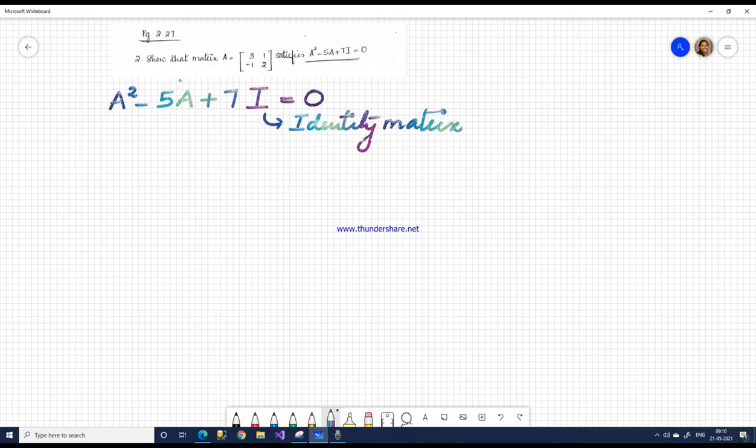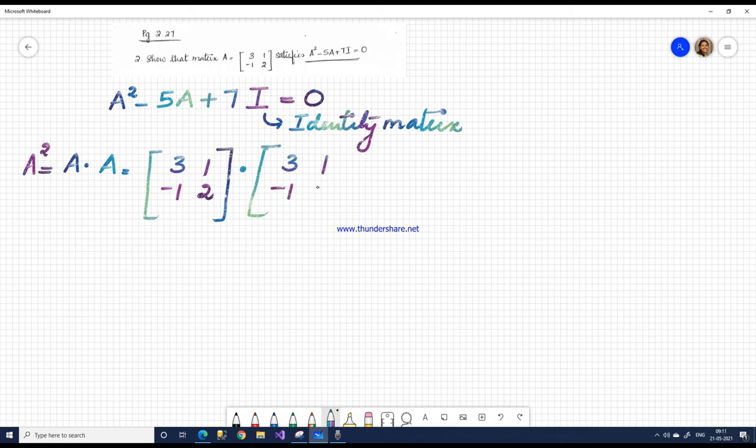Then A square means you are multiplying this particular matrix A twice. And 5A means a scalar value 5 is multiplying with all the elements of the matrix A. Okay, now let's find what is A square. You can write A square is same as A into A. A multiplied with A again. So I'll write the matrix A, that is 3, 1, minus 1, 2, again multiplying with 3, 1, minus 1, 2.